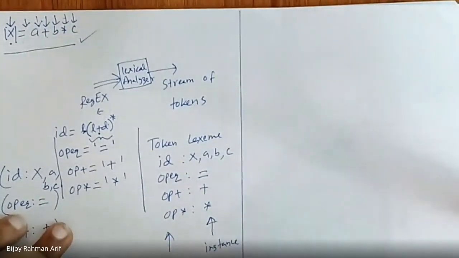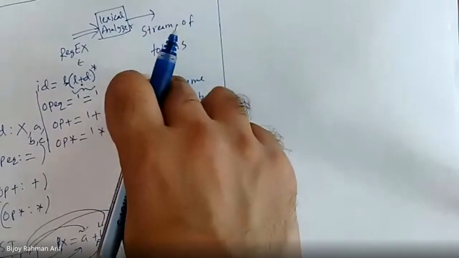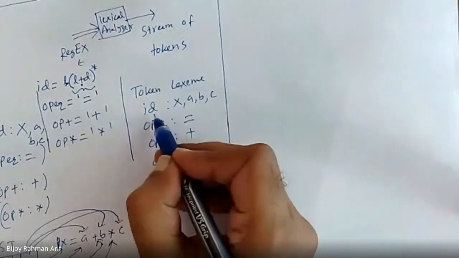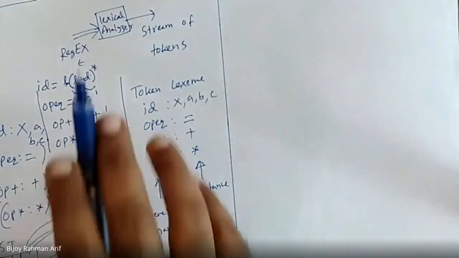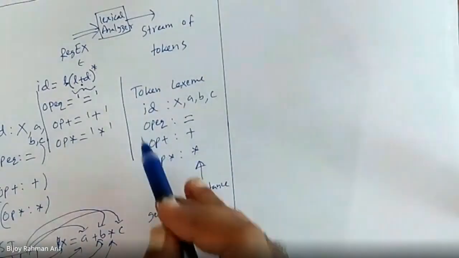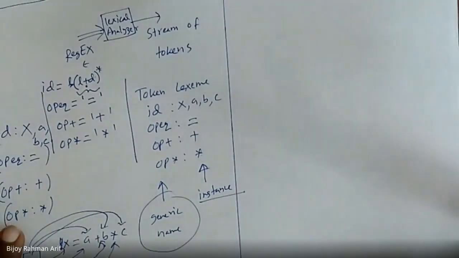Okay guys, is it clear to you? Generic name is called token, and instance is called lexeme. So ID is a token and their instances like X, A, B, C are called lexemes. Operator equal is a token, its instance equal is a lexeme. Operator plus is a token, its instance plus is a lexeme. Operator star is a token, lexeme is star. The generic name is the token and any instance of that token is called lexeme. Okay? So we are done with the lexical analysis step. After the lexical analysis step, we get a stream of tokens.